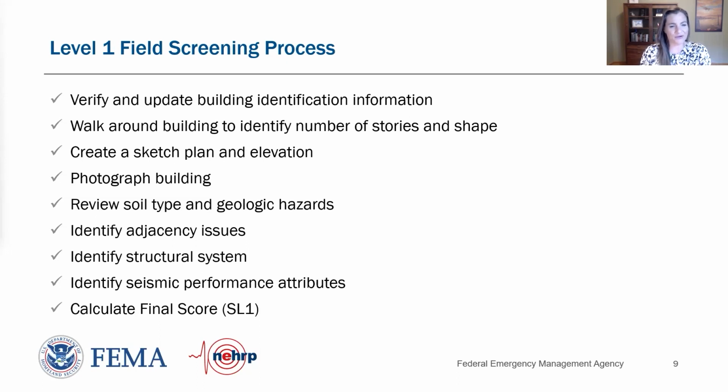As we walk all the way around the building, the full perimeter, we want to identify any adjacency issues, noting any buildings that are next to our building. We're going to be looking to identify the structural system. So what is the FEMA building type of the building that we're looking at? Is it steel? Is it wood? Is it a brace frame or a moment frame? We're going to identify seismic performance attributes. These are our irregularities that we want to think about. And as we collect all this information, we're completing the data collection form, and the end result is a final score for the level 1 screening, which is SL1.